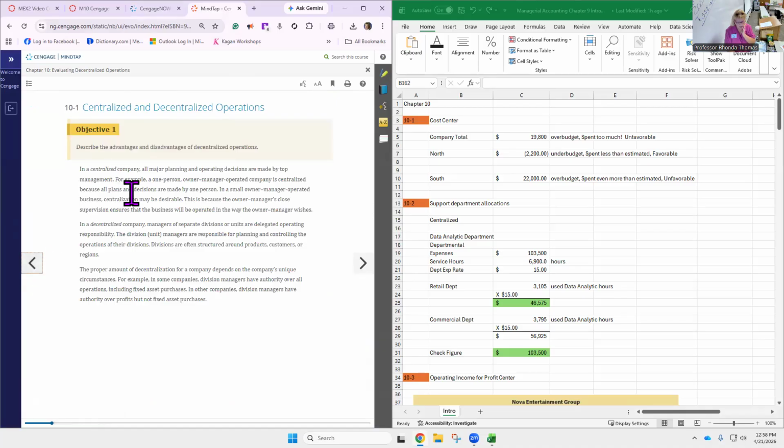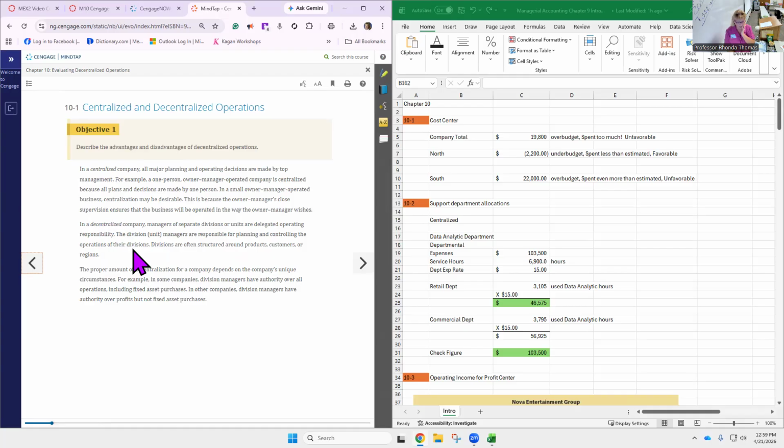So a centralized company, all major planning and operating decisions are made by the top management. This is like having a headquarters, and any location that falls under the headquarters is directed by the headquarters. Well, sometimes it's not very easy to make the best decisions about something unless you're there at the local level.